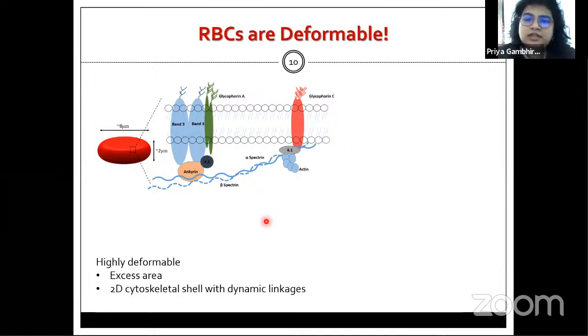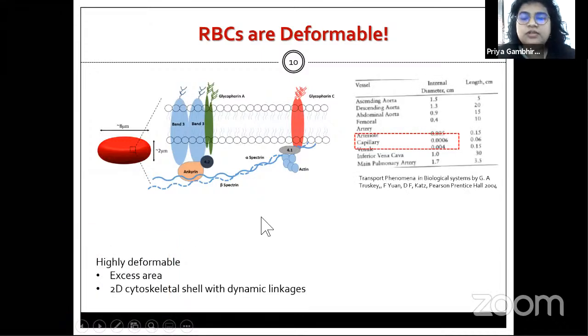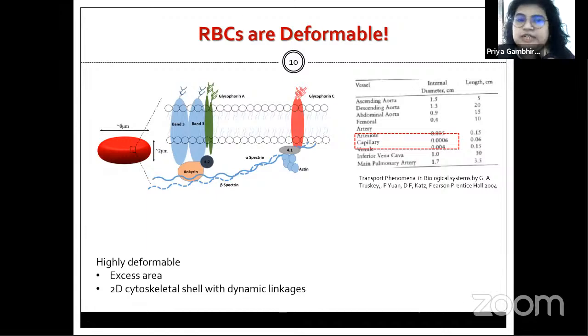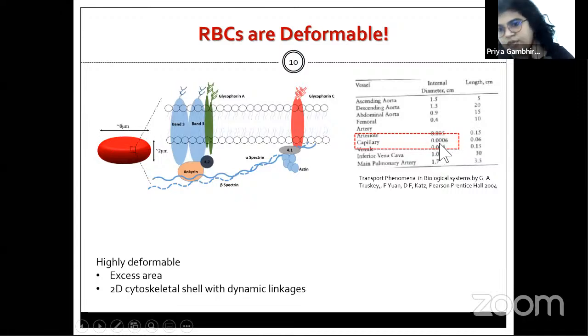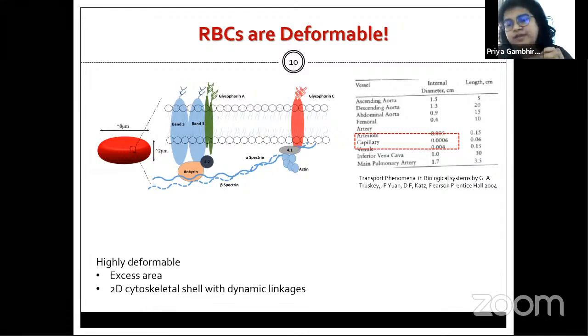So the biggest test of the deformability of this red blood cell is when it has to pass through these tiny capillaries. The red blood cell being 8 micron, it has to pass through capillaries which are 6 micron or 4 micron sized. So it has to actually deform to be much smaller than its own size to be able to pass through these capillaries. And it keeps doing this throughout the day, throughout its lifetime.